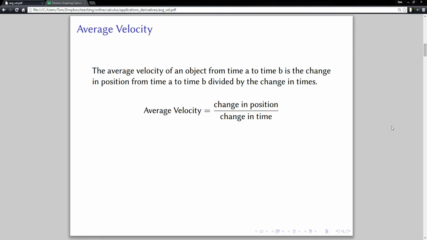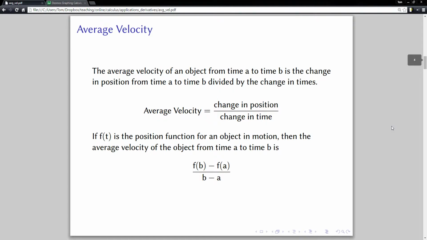This is a measure of velocity that people use pretty much every day when you're talking about trips or things like that. So it's a pretty common measure of velocity. If I have a position function for some object in motion, then the average velocity of the object from time A to time B has this form right here. So how does that work?